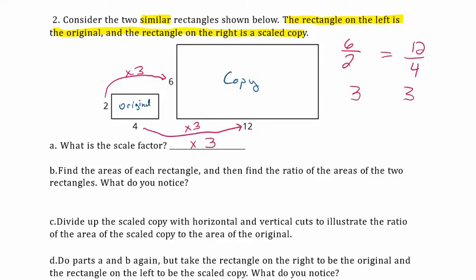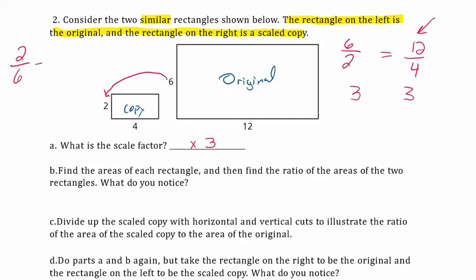So you're always going to take the original multiplied by your scale factor to get the copy. But what if it was the other way around? I'm going to go back to the way it was, but this could happen to you in the future. What if this was the original and this was the copy? Well, now you have to ask yourself, what would I have to multiply 6 by to get 2? And that's a number less than 1, right? So another way to get that is to do these ratios like we did over here, except you're going to take the ratio of the new side to the original, new side to the original.